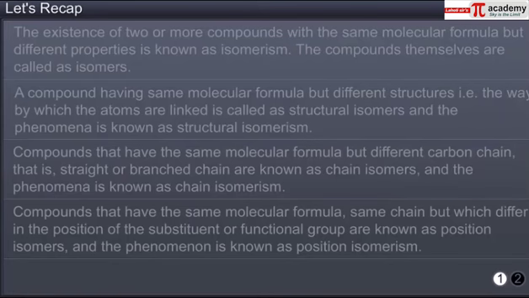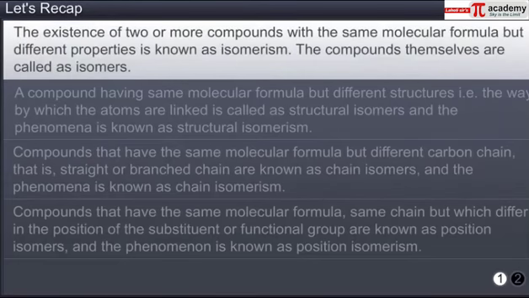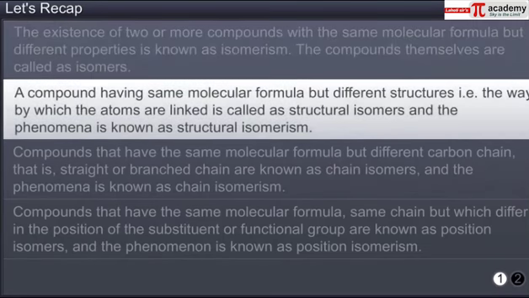You have now reached the end of this module. In this module, you have learned that the existence of two or more compounds with the same molecular formula but different properties is known as isomerism. The compounds themselves are called isomers. Compounds having the same molecular formula but different structures, that is, the way by which the atoms are linked, are called structural isomers, and the phenomenon is known as structural isomerism.